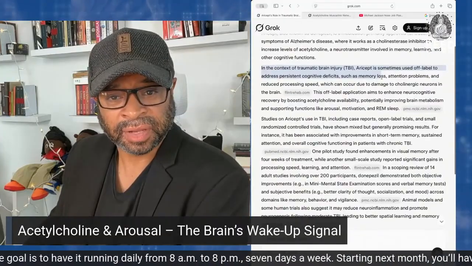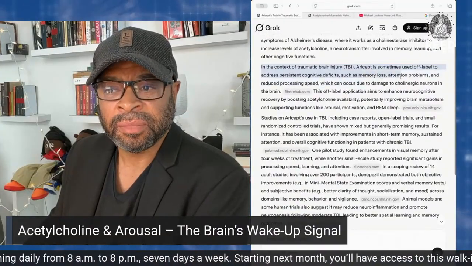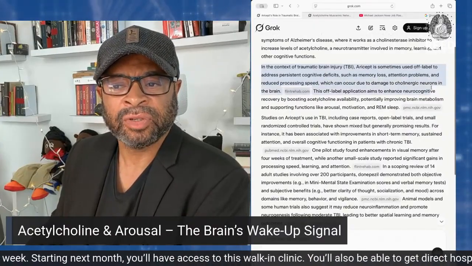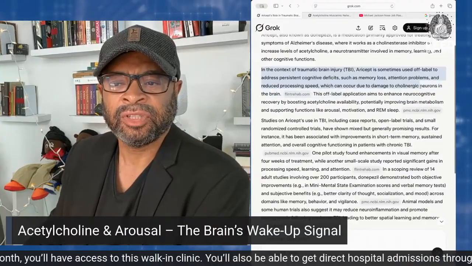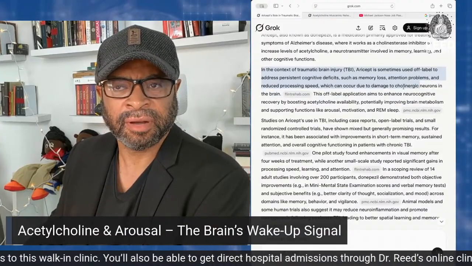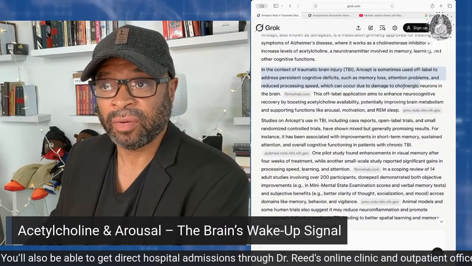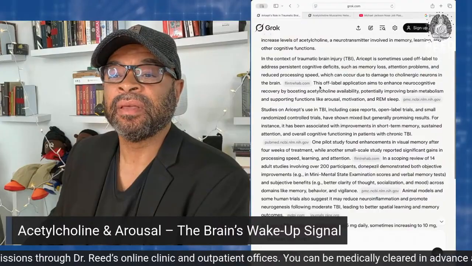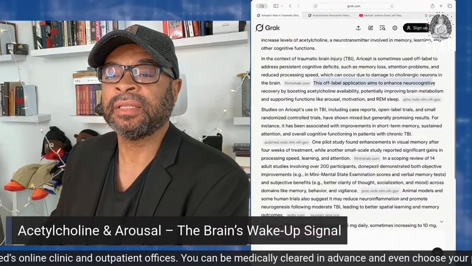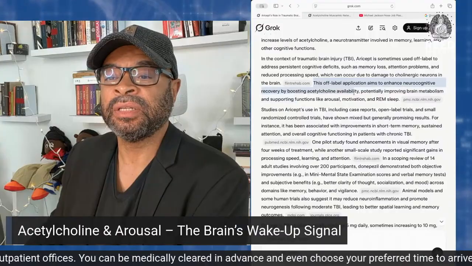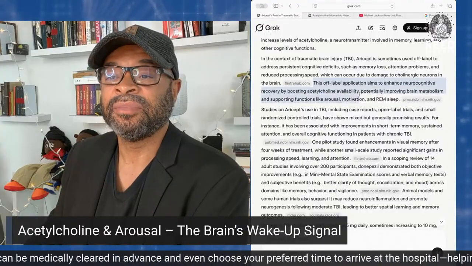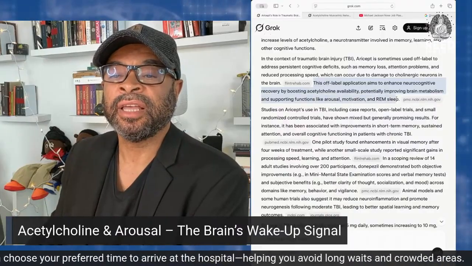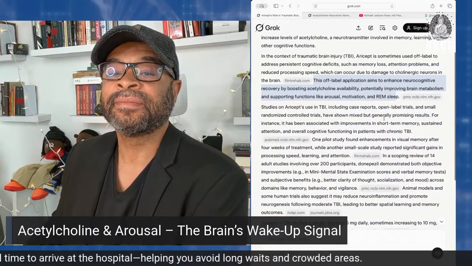Persistent cognitive deficits include memory, attention problems, and reduced processing speed, and this can occur due to damage to the cholinergic fibers in the brain. Damage to the cholinergic fibers, right? That damage could have been caused directly by inflammation, right? Or direct damage, such as a traumatic brain injury, right? This off-label application aims to enhance neurocognitive recovery by boosting acetylcholine availability, right? Potentially improving brain metabolism and supporting functions like arousal, motivation, and REM sleep, right?